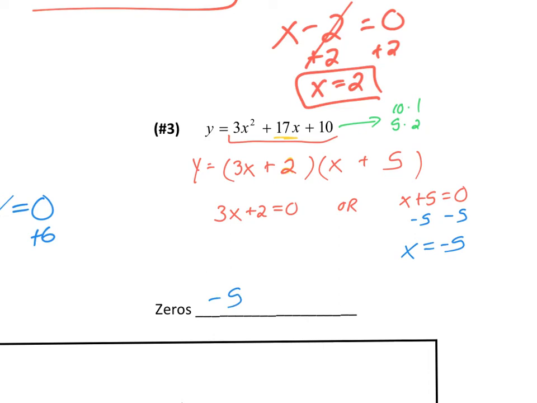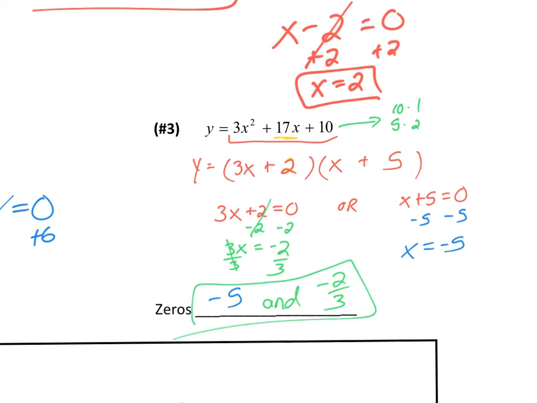Okay, the one on the left is where it gets a little trickier. You would minus 2 to get 3x equals negative 2, and then divide by 3. So you would get x equals negative 2/3. So our second zero is going to be a fraction. It's negative 2 over 3. So when you find the zeros, you've got to solve the equation in the parentheses, set that equal to 0. It's not always one step. Sometimes it takes 2 steps.